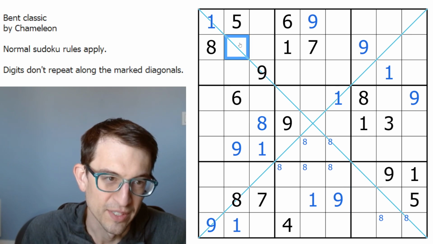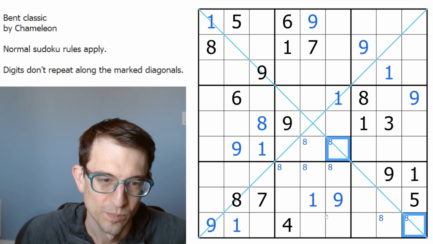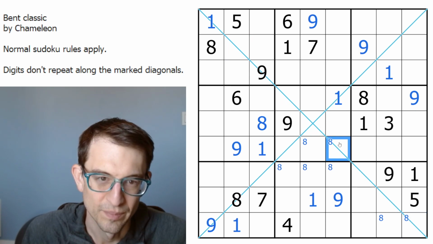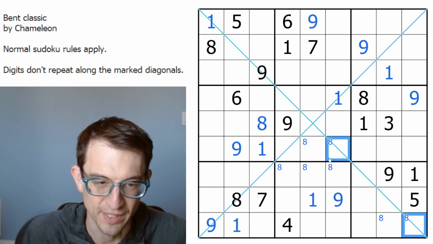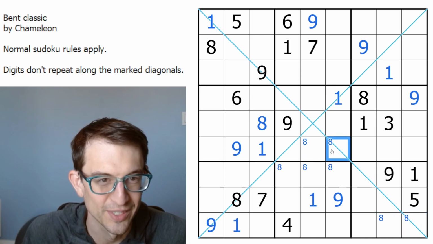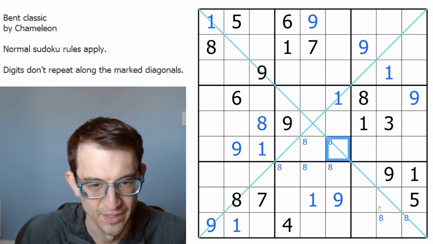I think 8 along this diagonal, it's either here or here, right? So if I put it here, it would have to go here. So I'm in this weird situation where only one of these is 8. So it's either these two are 8 or these two are 8. But I don't know which way it goes. The reason I want to look at this one is because that eliminates 8 from here.